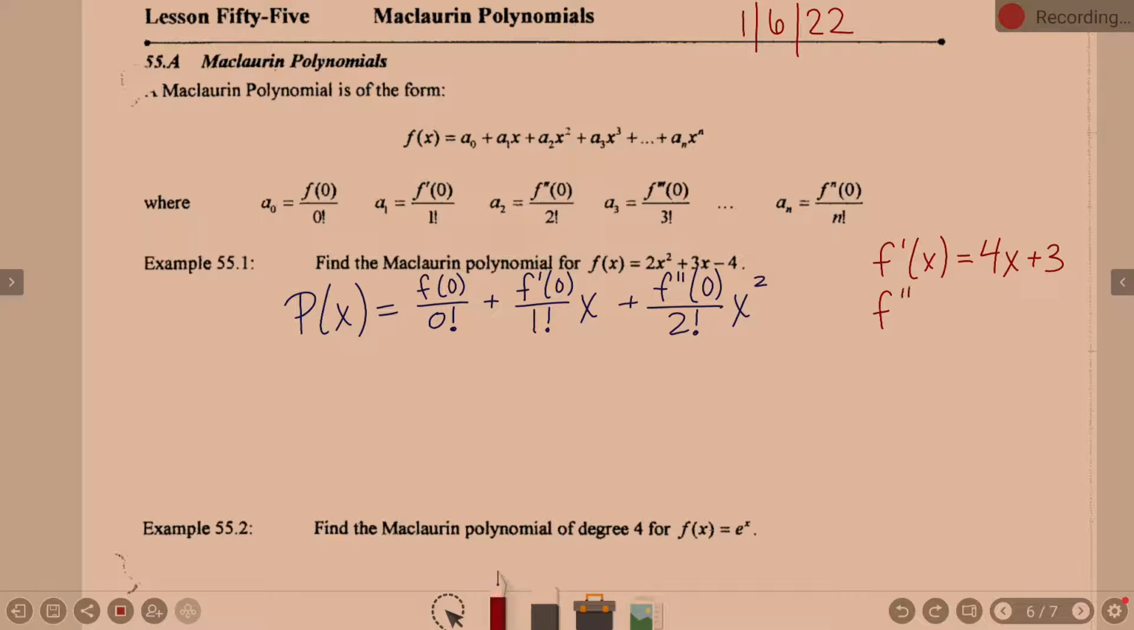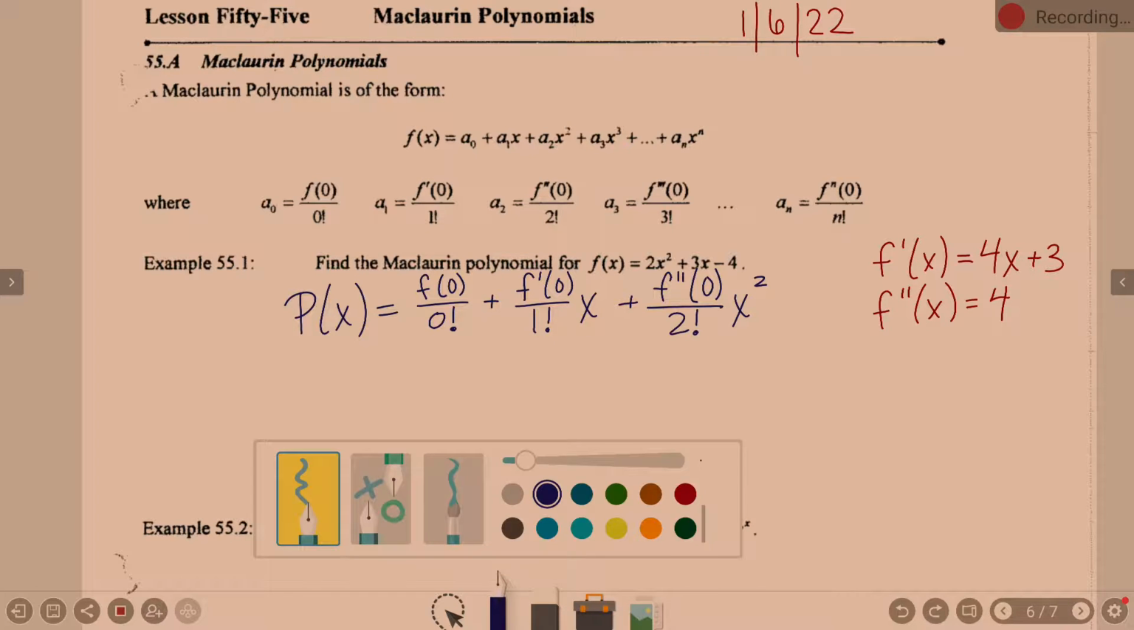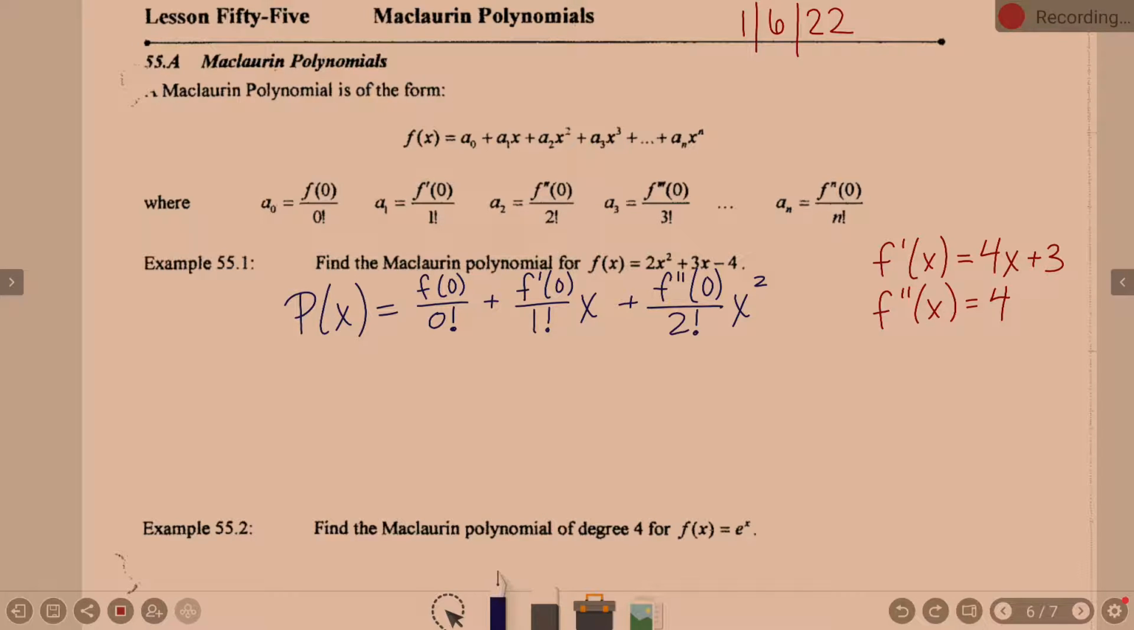While we're here, we're eventually going to need the second derivative, aren't we? Derivative of 4x plus 3 is 4, and so that is our second derivative of the original function. Okay, let's plug some information in here.